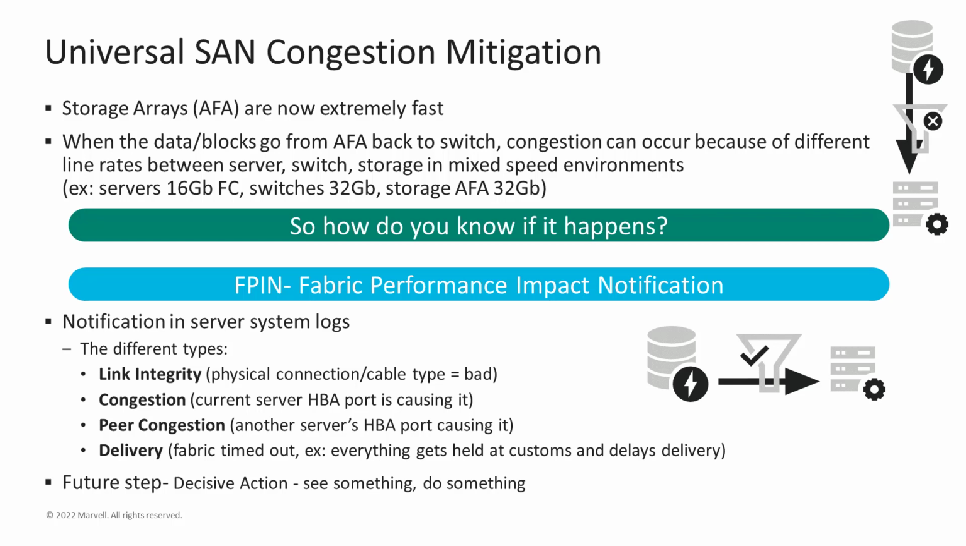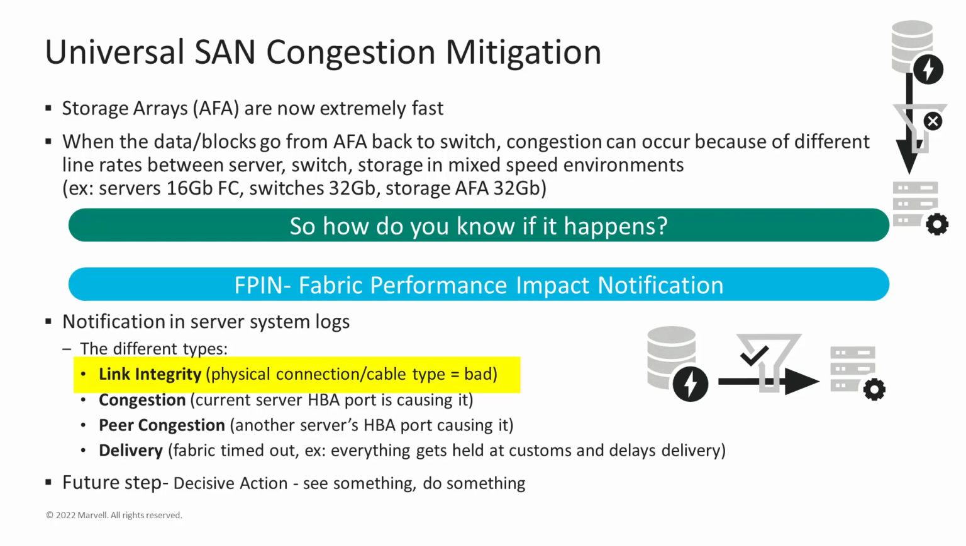Suffice it to say that SAN congestion is an issue in the Fibre Channel industry, and it's addressed by adding new communications between Fibre Channel switches and the HBAs. Fabric Performance Impact Notifications, or FPIN, are 4 specific notifications that are sent from the Fibre Channel switch to the HBA to provide visibility to potential congestion issues.